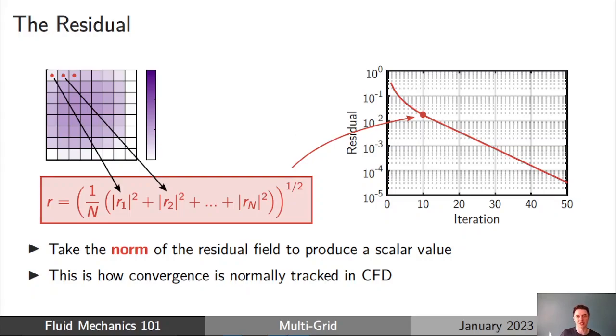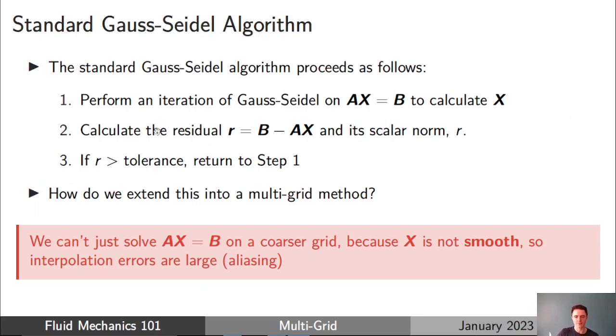That's how residuals are normally tracked in CFD, but for multigrid, we're interested in the spatial distribution of the residual, and that's what we're talking about here. So just a reminder, how does the standard Gauss-Seidel algorithm work? We perform a single iteration on Ax equals b to calculate the solution vector x, and then we substitute that into the residual equation. We evaluate b minus Ax to get the residual field, so the residual at the centroid of all of the cells in the mesh, and then we use some scalar norm of this value to give us a single number that's representative of the residual in all the cells in the mesh.